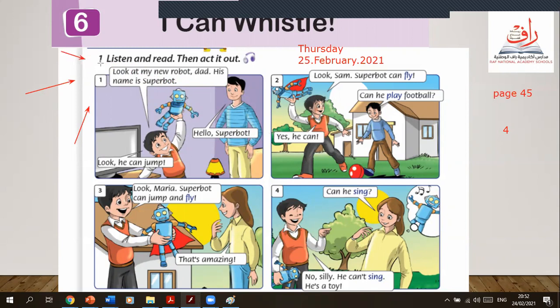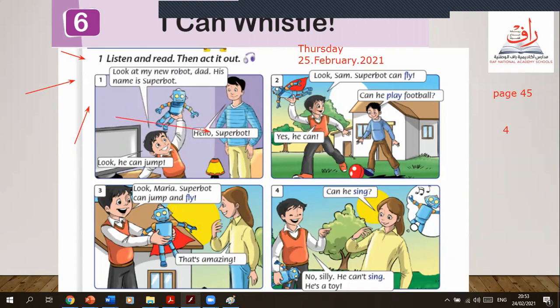So we can see a boy. We can see there are a boy and his dad. The boy is showing his toy to his dad. What is this toy? It's a robot. Excellent. What is the robot's name? His name is Superbot. Excellent. Superbot. Let's go back.